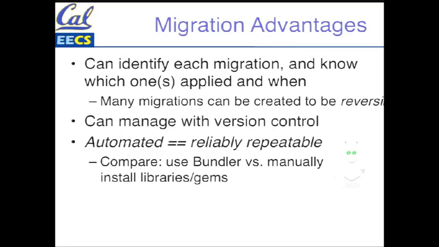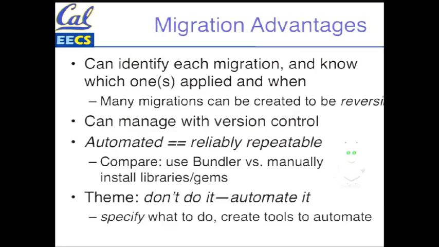So this avoids, or helps to avoid, problems of the form, wait, this all worked on my development machine, but when I push it out into the production mode, all of a sudden, I didn't change anything and it doesn't work anymore. So the theme is, don't do it, automate it. Don't dream it, be it. Okay, a few people recognize that. That's good. So you specify what you want to do, and then you create tools to automate the doing.